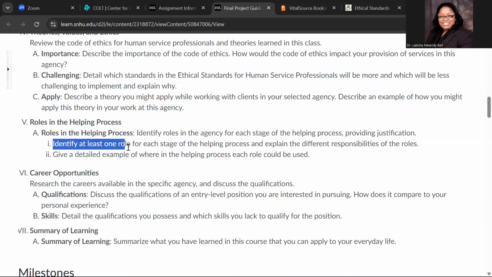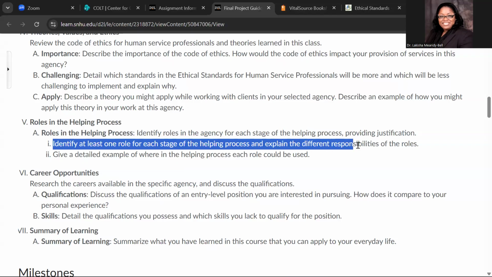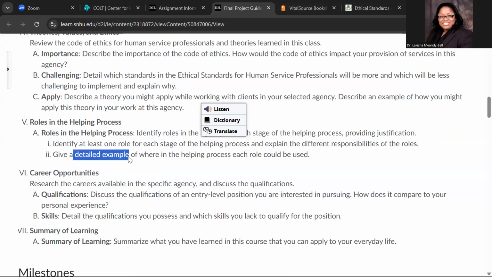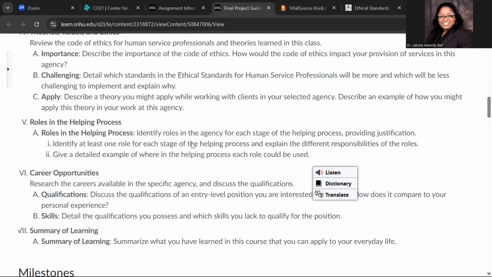Identify at least one role for each stage of the helping profession. So when we look at those roles, remember, we're going back to page 4 in your course ebook, and we're going to use it with chapter 5, which is the stages and roles of the helping process, to address a role for each stage. And then give a detailed example of where in the helping process each role could be used. And just pull that information out of chapter 5. You don't have to think hard about it, but you just have to show you are aware of the key skills and the roles and job responsibilities it takes to be a human service professional.